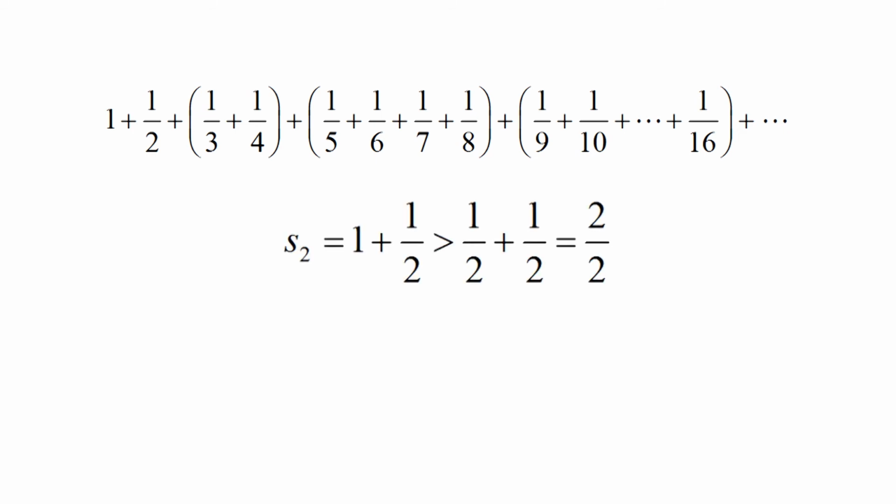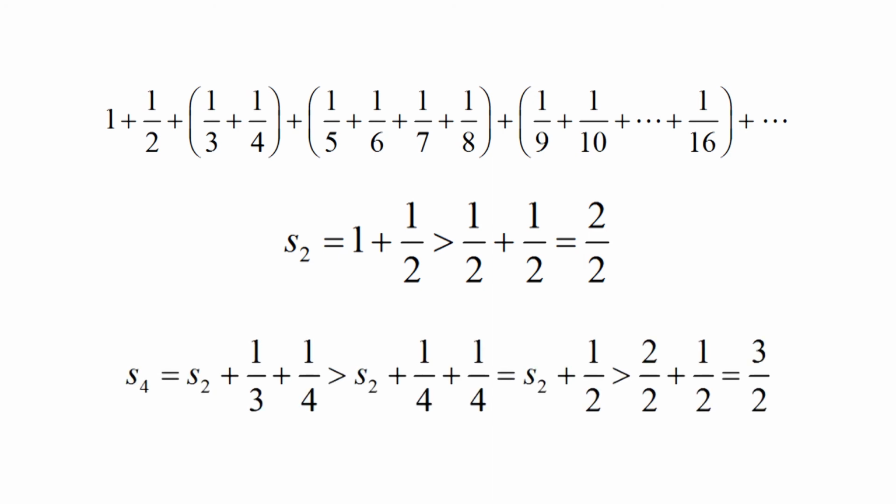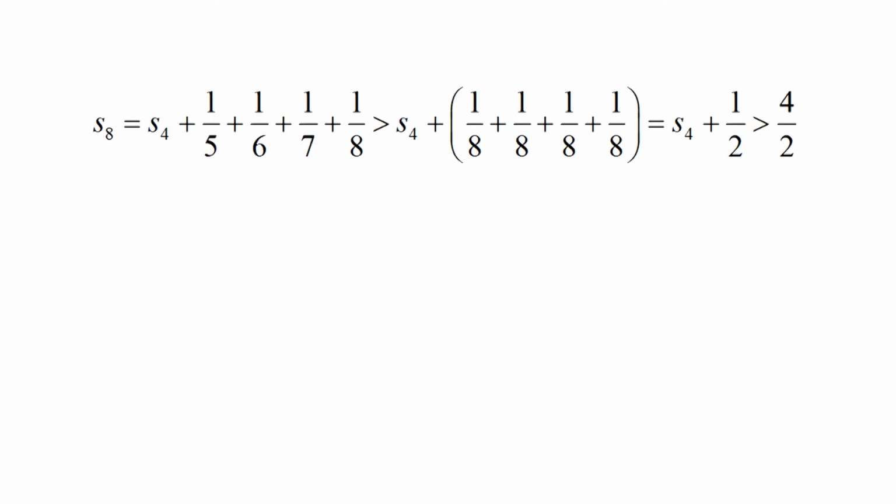We note that S2 equal to 1 plus 1 upon 2 greater than 1 upon 2 plus 1 upon 2, which is equal to 2 upon 2. S4 equal to S2 plus 1 upon 3 plus 1 upon 4 greater than S2 plus 1 upon 4 plus 1 upon 4, which is equal to S2 plus 1 upon 2 greater than 2 upon 2 plus 1 upon 2 equal to 3 upon 2. S8 equal to S4 plus 1 upon 5 plus 1 upon 6 plus 1 upon 7 plus 1 upon 8, which is greater than S4 plus 1 upon 8 plus 1 upon 8 plus 1 upon 8 plus 1 upon 8, which is equal to S4 plus 1 upon 2 strictly greater than 4 upon 2.